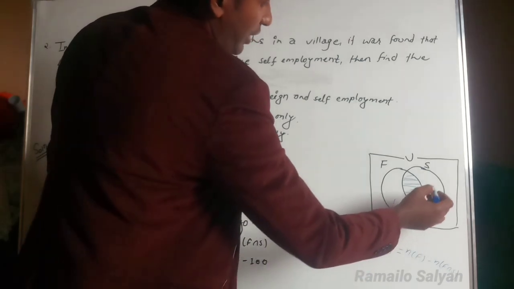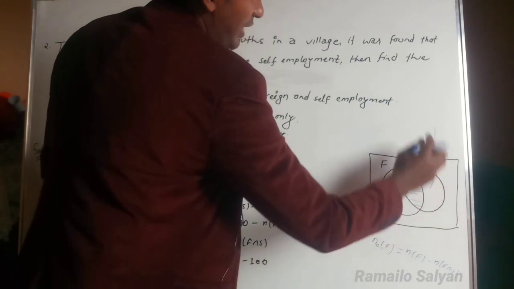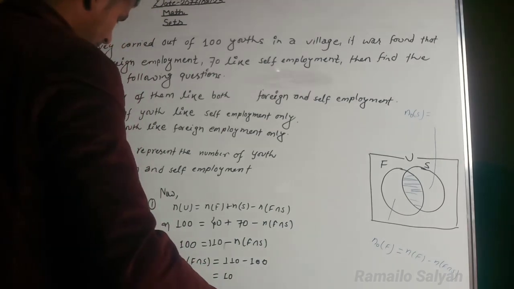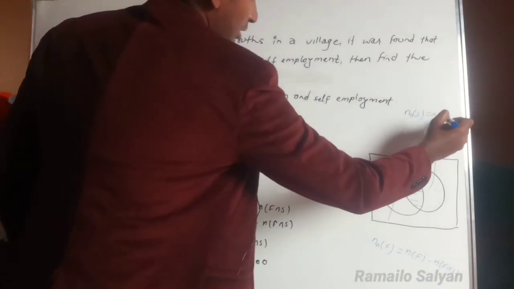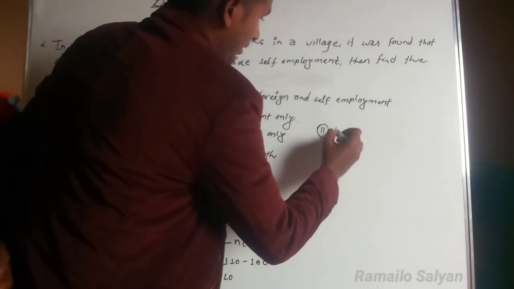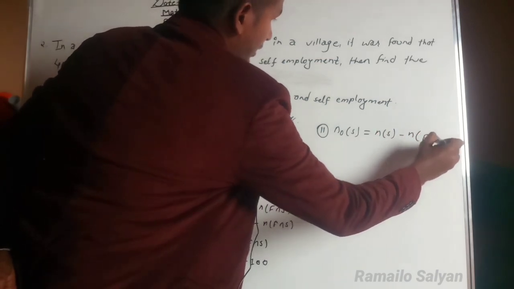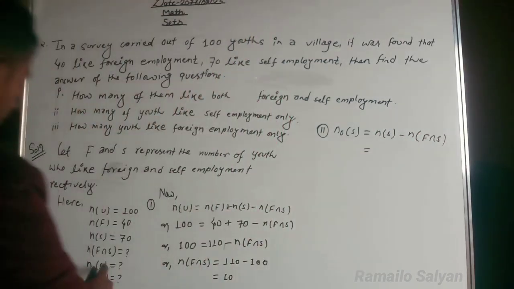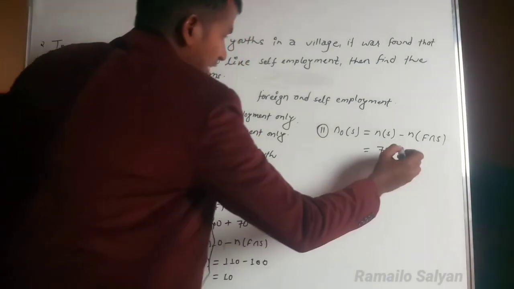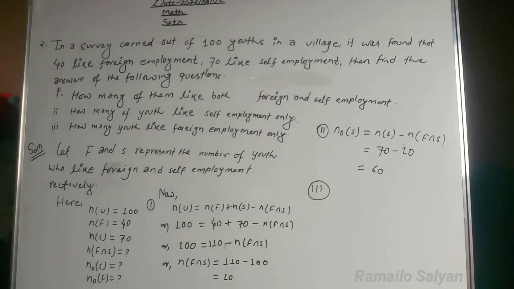In this way, for n(S not F), the total S is given and the intersection is given. For the only region of S, n(S not F) equals total S, 70, minus the intersection. So the number of S only equals the number of S minus the number of F intersection S. The number of S is 70 minus the intersection 10. This is 60.